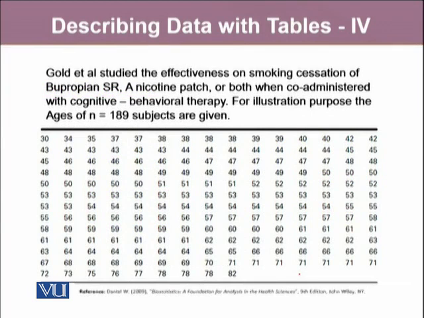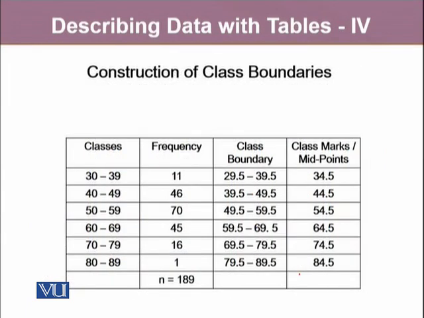Let's look at the data. We are using the same data that's given by Gold et al. regarding the high ages of 189 individuals. For this data, we already constructed the classes and the frequencies. When we are to construct the class boundaries from it, we first note down the difference between the upper class limit of the first class and the lower class limit of the second class, which turns out to be 40 minus 39, that is 1.